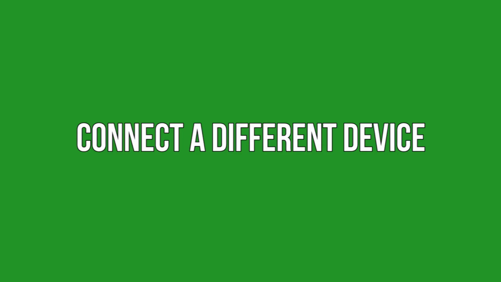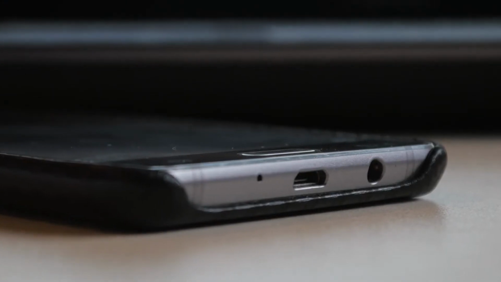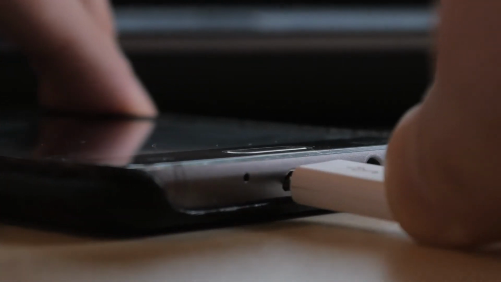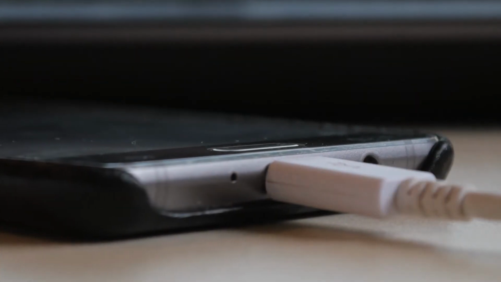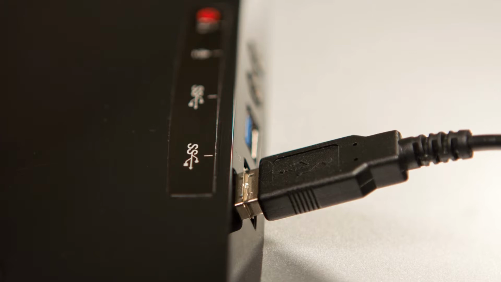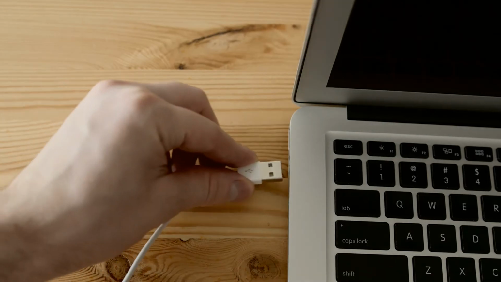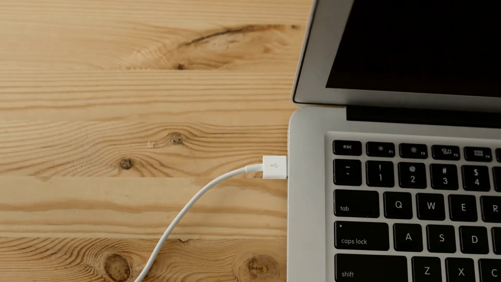Connect a different device. This may sound silly, but connecting a different device helps rule out any issues with your computer's USB ports. If another device works fine, you know the port itself is working. If the port isn't working, try another USB port if you have one. Also, if you have another computer to try, connect your Android device to it. This step is only to rule out possible software or port issues with your Android device.